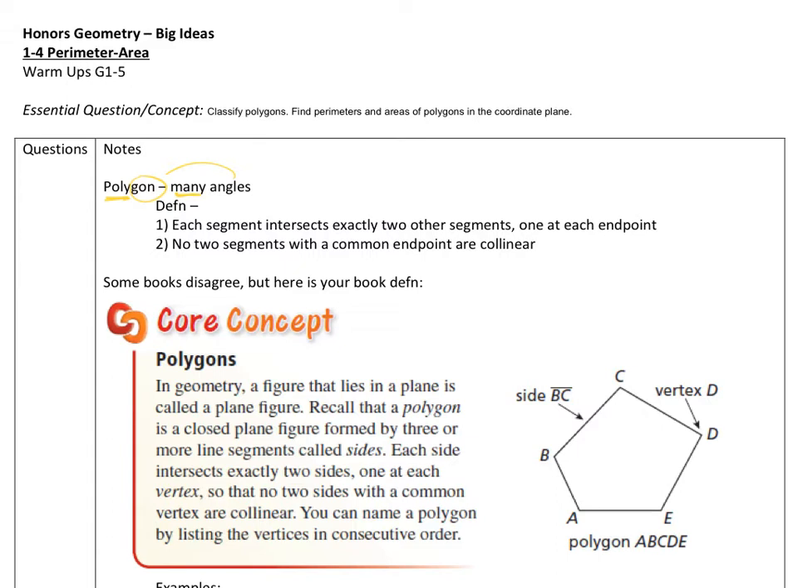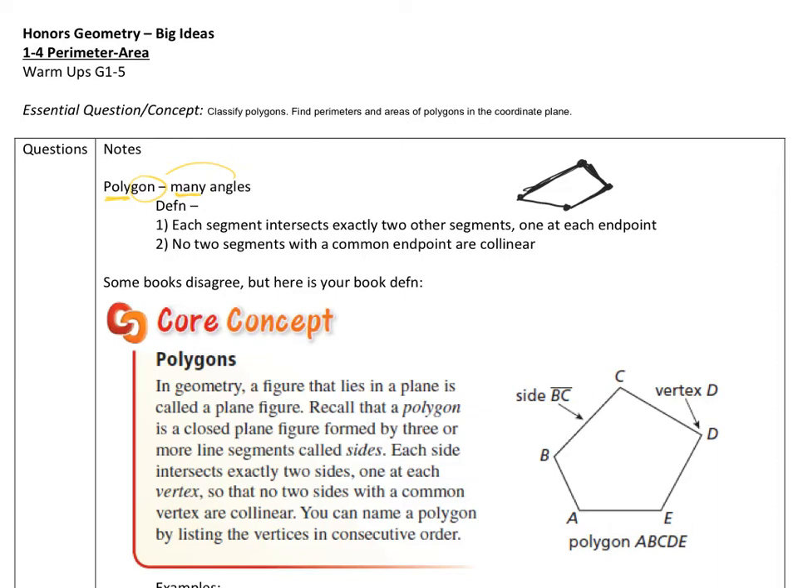What that means is if I start drawing this out, I'll have one segment and it intersects exactly two other segments, so that means I'll have another segment like this. This segment will have another segment like that. So each of these, and if I can close it out like that, each of these segments will have two other segments, 1 and 2, if I'm talking about this one, attached to it, and no two segments with a common endpoint will be collinear.